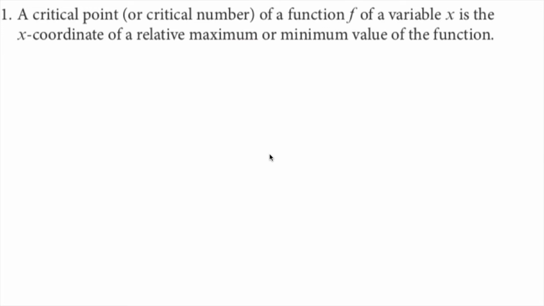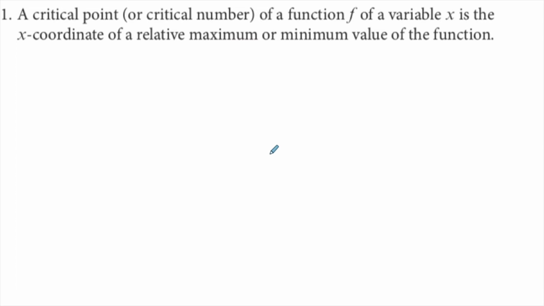So like I said, I'm just going to talk about true or false, and if it's false, I'll give you a counterexample as to why it is false. So let's look at this first one here. A critical point or a critical number of a function f of a variable x is the x coordinate of a relative min or max and the value of a function.